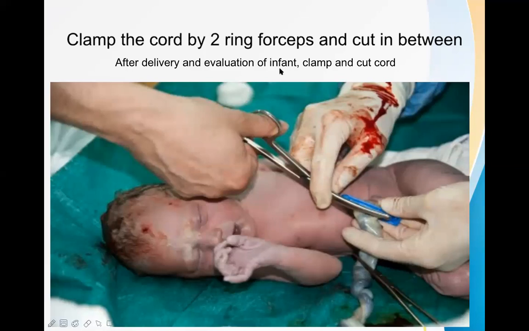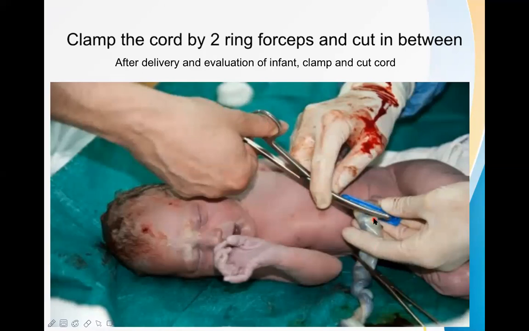How to clamp the cord and how to cut in between. This picture is telling us that process. So let me show you now. This is one artery forceps which is applied here. See, it is clamping the cord on one side. This artery forceps is clamping the cord on the other side, and in between you need to cut.